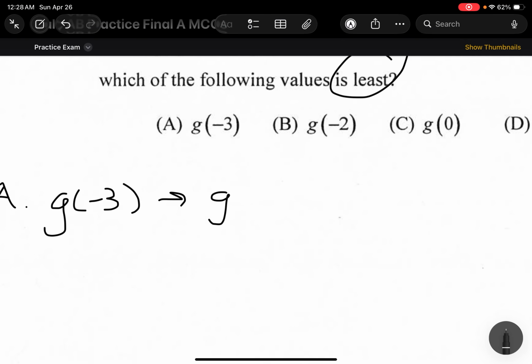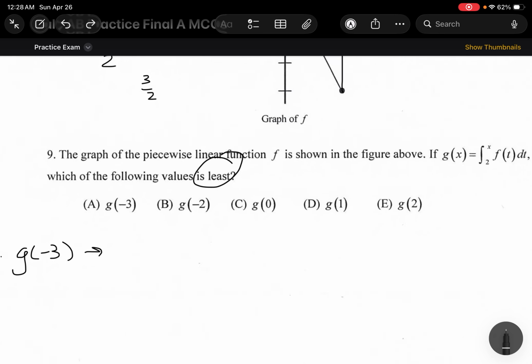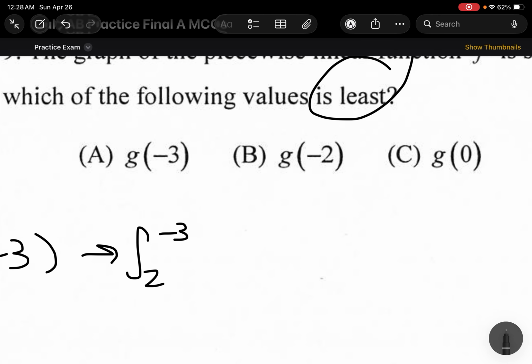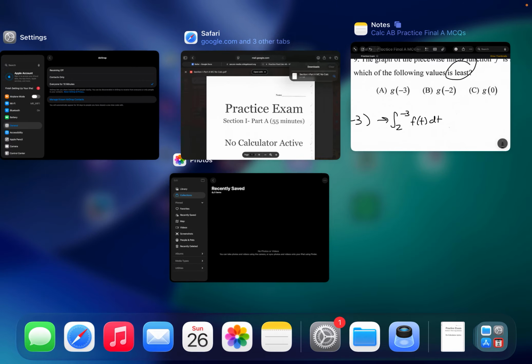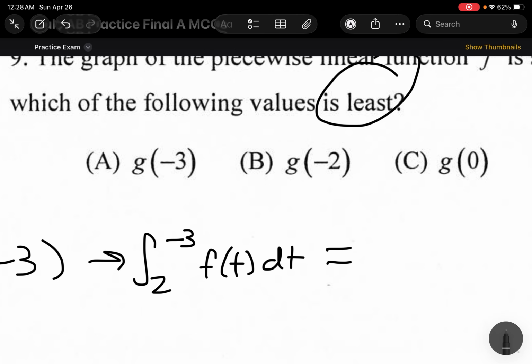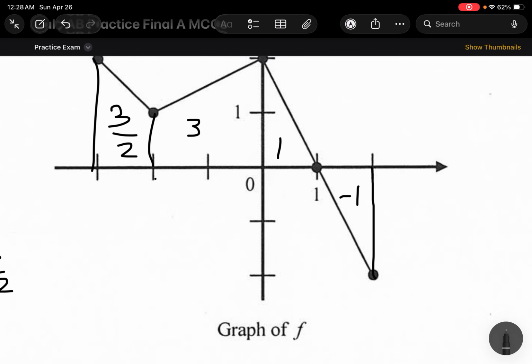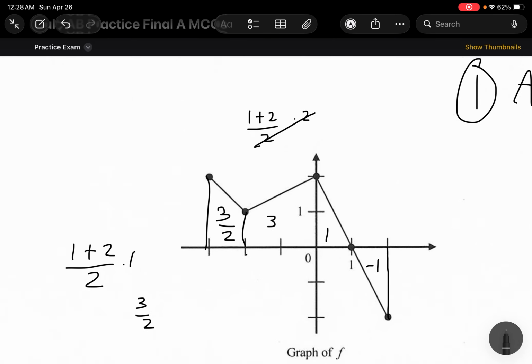G of -3 is going to go from 2 to -3. I believe that's the integral of f of t dt. Let me just clear these apps so that it doesn't lag. And it's asking for the area from 2 to -3. So we start here. We're going backwards. So the negative area is going to be positive, and the positive area is going to be negative.